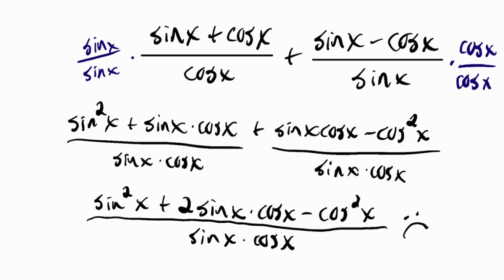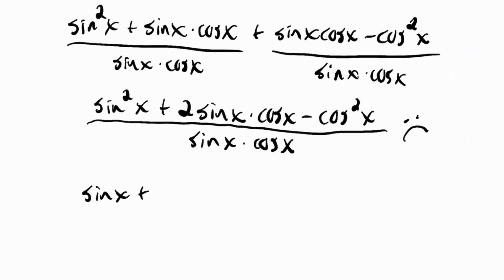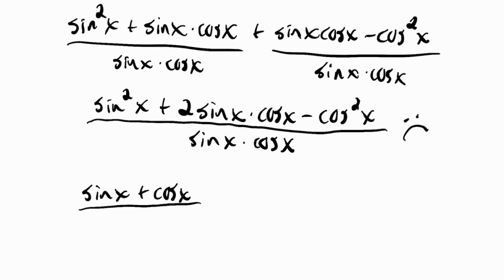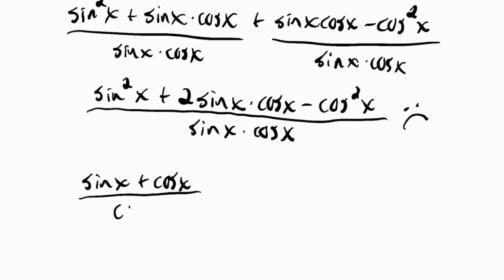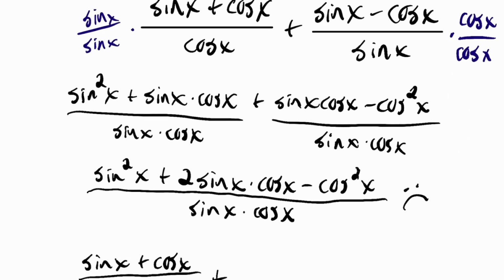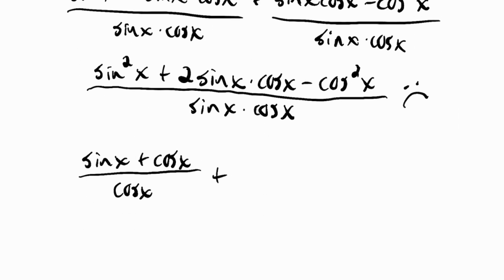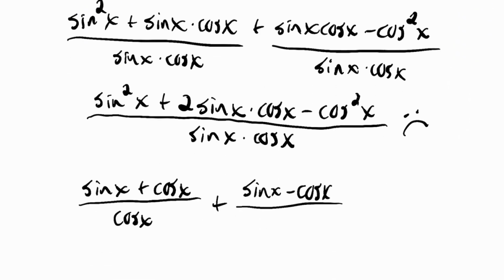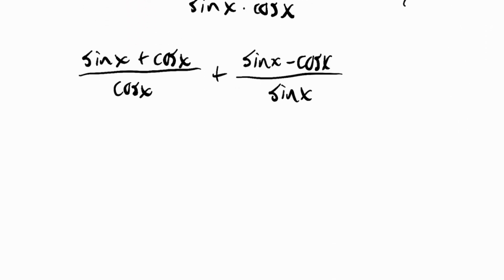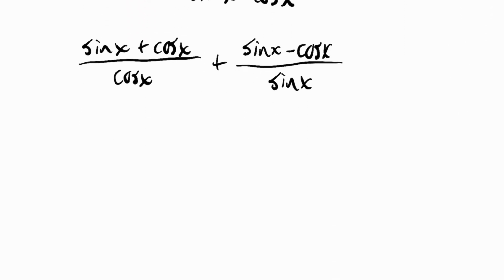Sine x plus cosine x all over, I guess this one was cosine x, plus, and this was minus, yeah, sine x minus cosine x, and that was all over sine x, I believe. Yeah, sine x. Okay, so instead of trying to combine into a single fraction, that didn't work. That made things worse. I'm going to do the opposite and separate into more fractions.